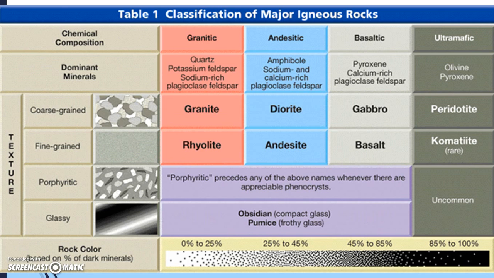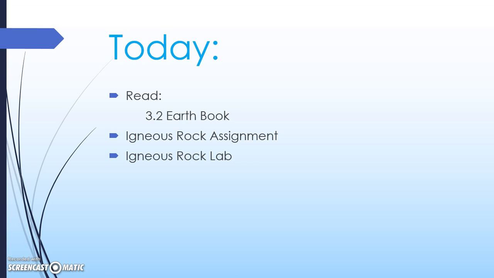This is in your earth science textbook, which you guys find in your desks. So for today, go to your textbook, read chapter 3, section 2 in your earth science book. We will have an assignment with igneous rocks, and then if we have time, we'll get to the igneous rock lab as well. And that's it for today.